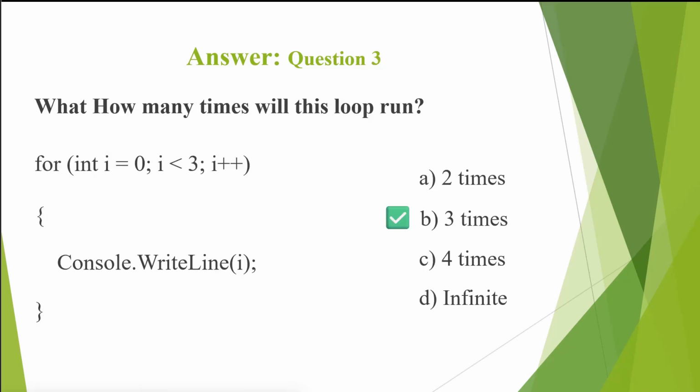For question 3, the correct answer is B, 3 times. The loop starts with i equals 0 and continues until the condition i is less than 3 is no longer true. i increments by 1 on each iteration, so the values printed will be 0, 1, and 2. The loop will stop after i reaches 3 because the condition i less than 3 is no longer true. Therefore, the loop runs 3 times.